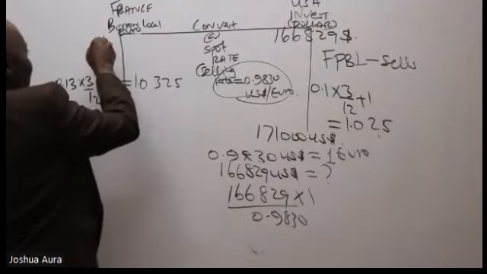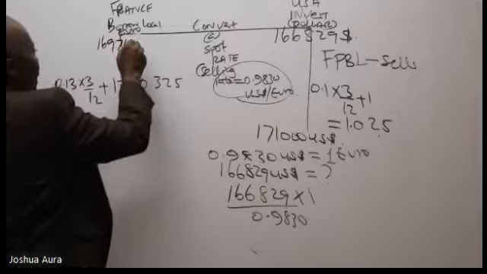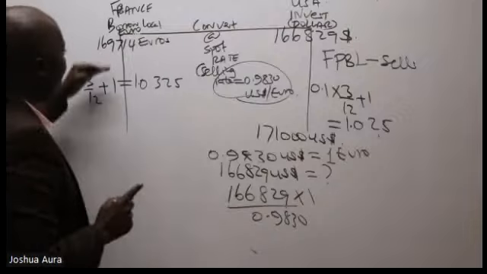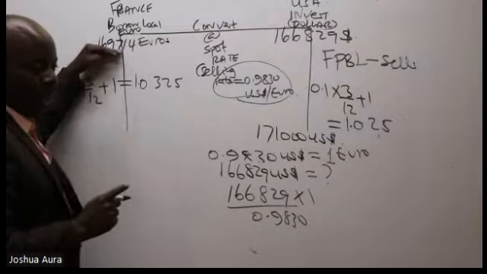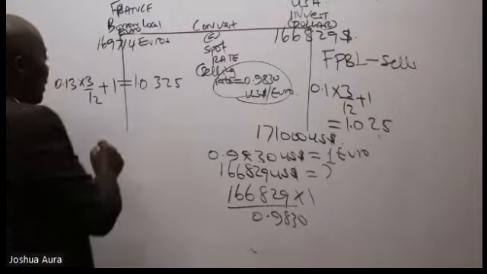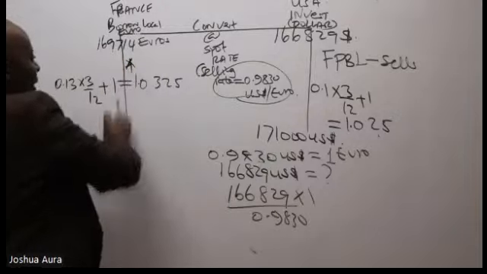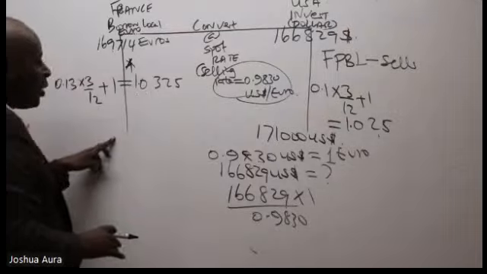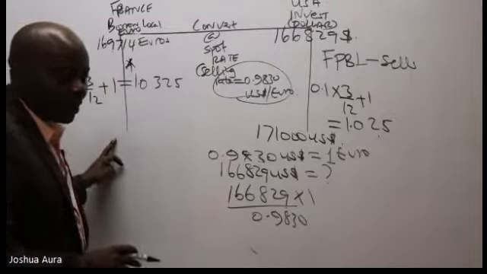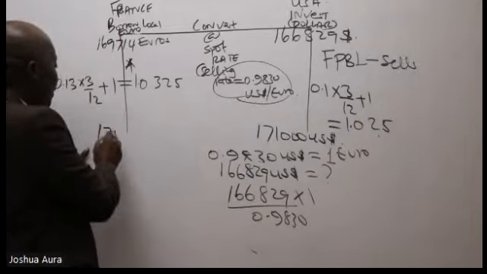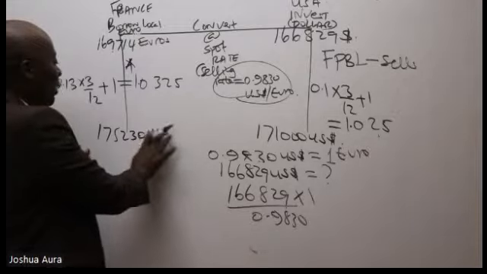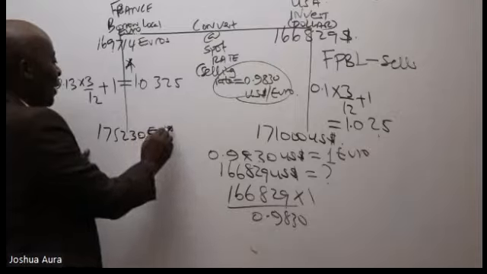So here we have 169,714. Now they are euros. And then now down, what do we do? We multiply. When you're moving downwards, you multiply. So this times this figure, what figure are we getting here? 175,230. Not US dollars, the euro. The euro.